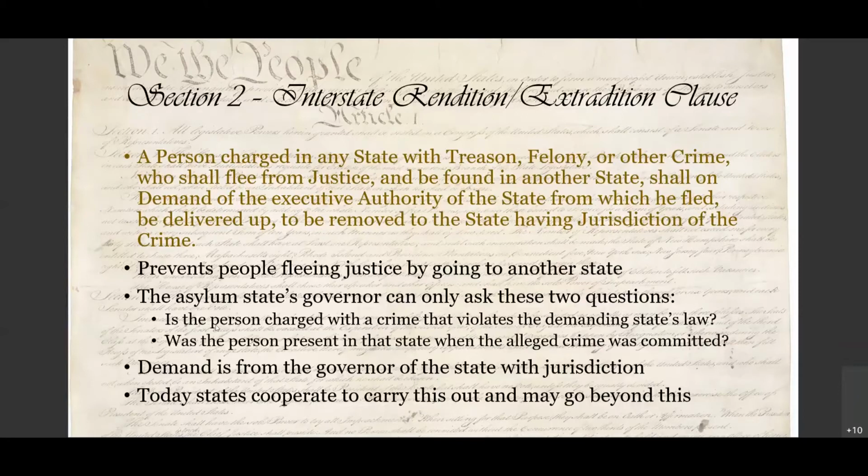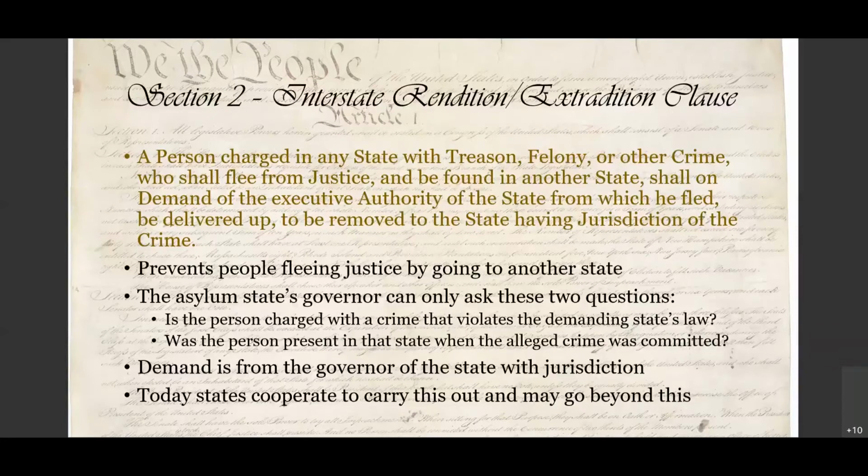So if you would do that, the asylum state would be where you ran to. That state's governor can only ask two questions. Is the person charged with a crime that violates the demanding state's law? And was the person present in the state when the alleged crime was committed?